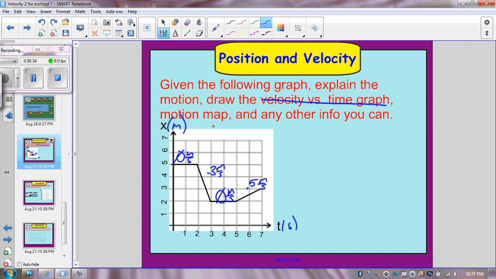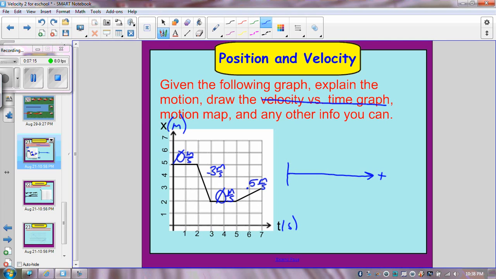Now, there's a couple important key things that we need to make sure we draw in a motion map. We need to make sure, first of all, that we establish an origin. And we establish an origin by simply drawing a vertical line just like this. Then we need to establish a positive direction. It is common practice, although not required, to make the positive direction to the right. By drawing an arrow connected to your origin pointing to the right, it is indicating that this direction is the positive direction. So this is going to be our reference for our motion map.